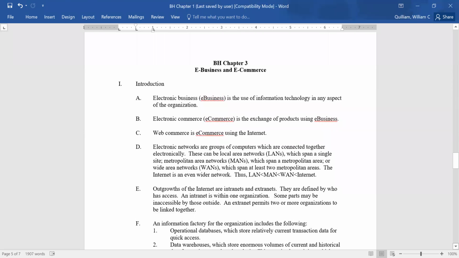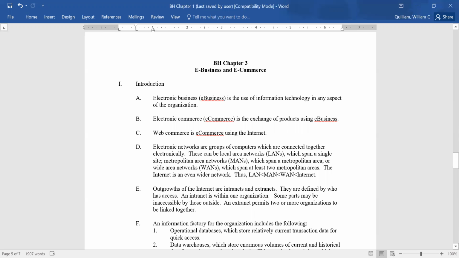That concludes chapter 2. On to chapter 3. A little bit about e-business and e-commerce, E standing for electronic. So first of all, electronic business or e-business is use of information technology in any aspect of the organization. For example, on the internet, we use it all the time. And specifically for buying something or selling something perhaps, in B, electronic commerce or e-commerce is the exchange of products using e-business. And then web commerce is e-commerce specifically using the internet.